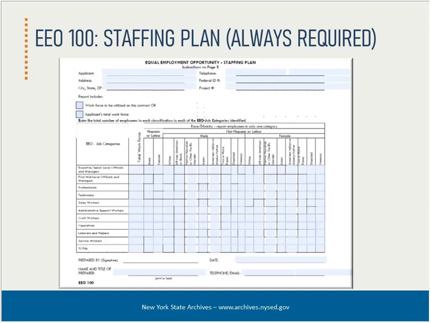Our third and last always required form is a federal form, the Equal Employment Opportunity Form 100 Staffing Plan. This is required by the U.S. Equal Employment Opportunity Commission, or EEOC. This form can be a little confusing and seems to be the one that people have the most difficulty completing. As a result, we'll be breaking it down over the next few slides.